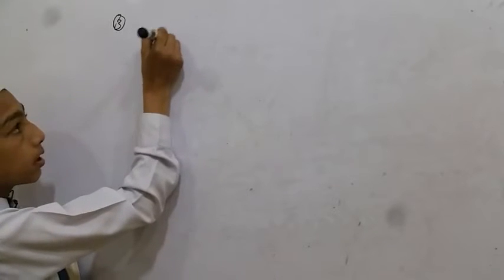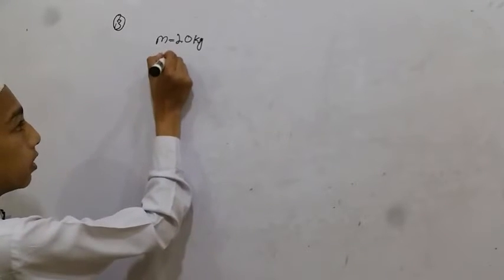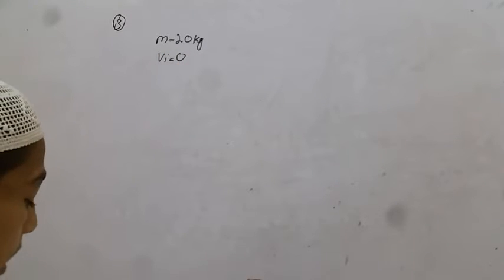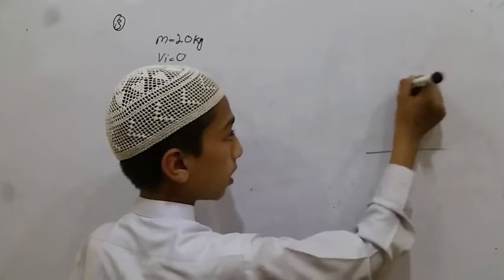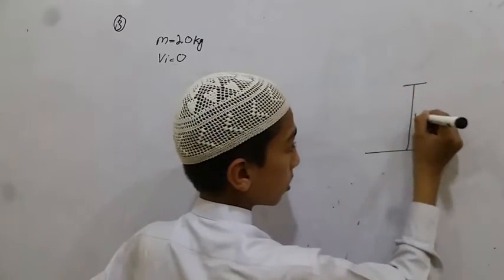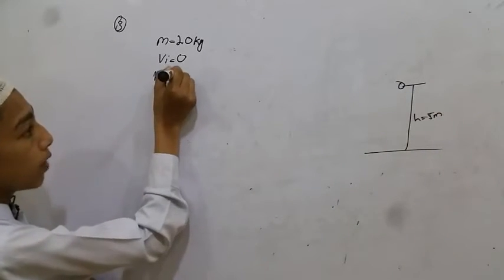Now the third numerical problem is a body of mass 2 kg is dropped from a rest position. Mass is given as 2 kg. So initial velocity is equal to 0. It is dropped 5 meters above the ground. This is ground, so its height from the ground is 5 meters.